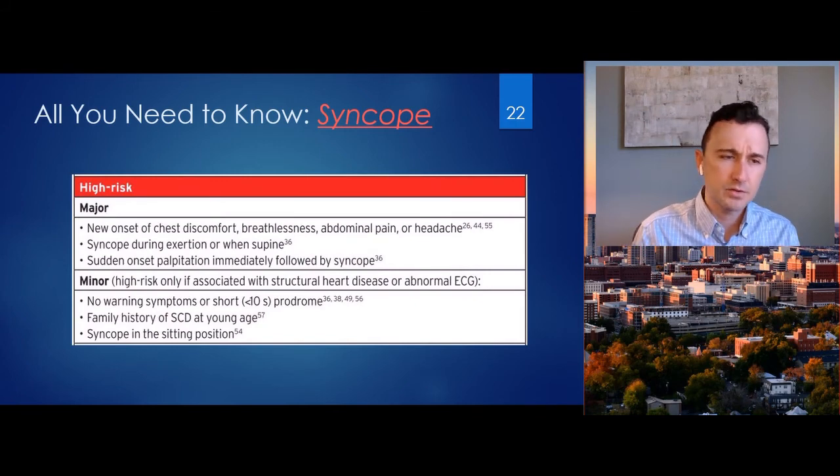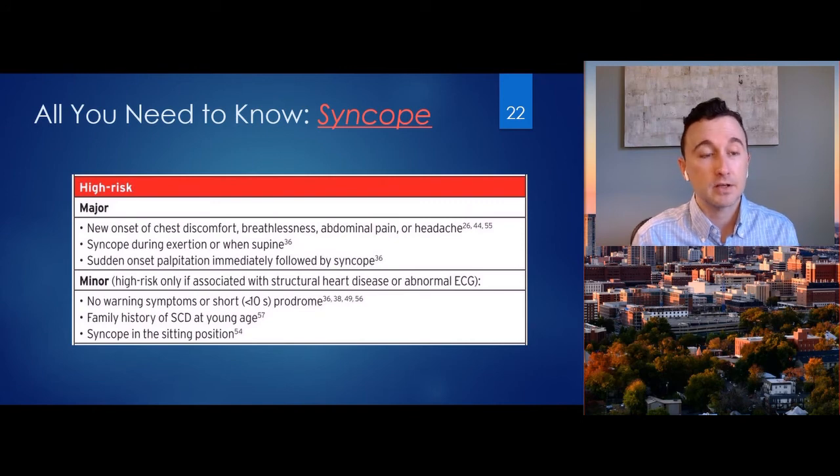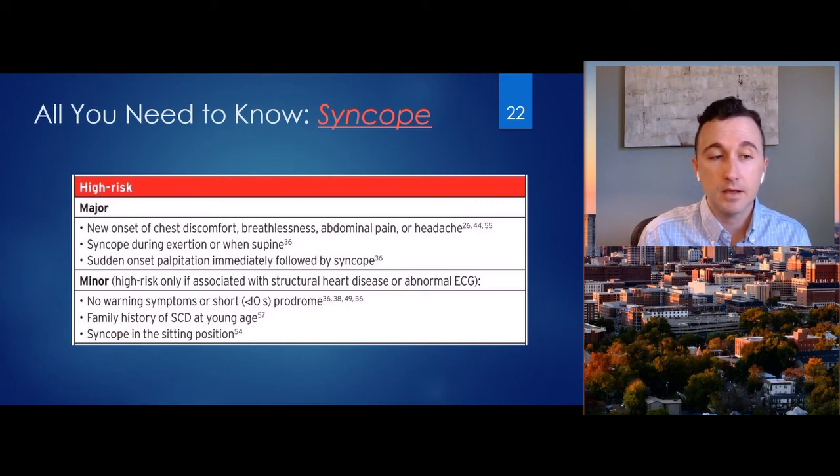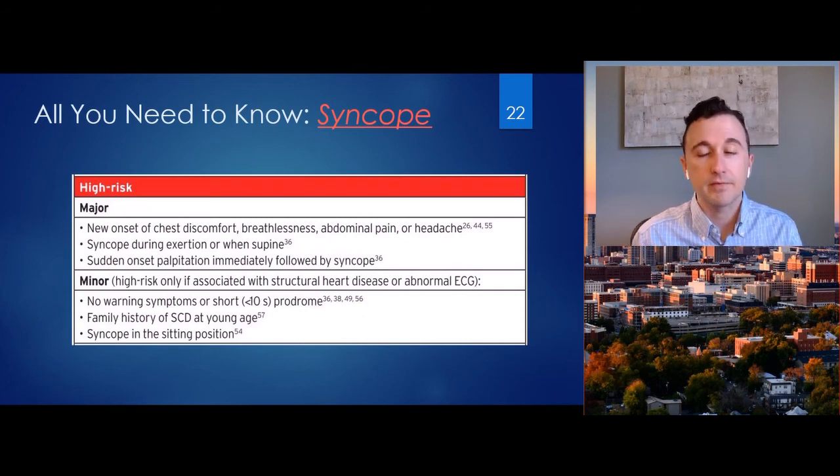Now, again, we're risk assessing based off of the event itself. If the patient tells you that the event was associated with chest pain or breathlessness, abdominal pain, headache, all those things are concerning. If it occurs during exertion, that's concerning. If it's associated with palpitations, that's concerning.